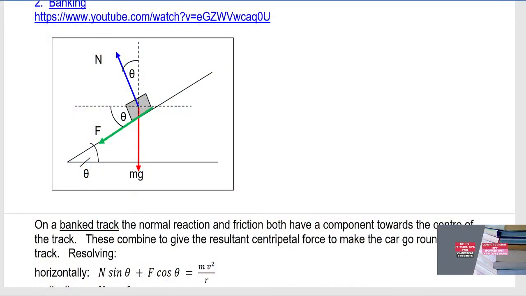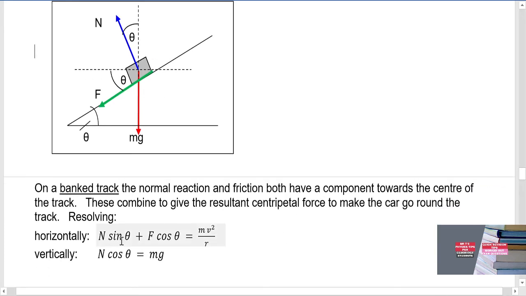Right, going back. So on a bank track, the normal reaction and the friction both have a component towards the center of the track. Right, so we can add the two, N sine theta. So theta, we're going to take this one as our theta. N sine theta will be towards the center of the circle. Then N cos theta will be equal to mg.